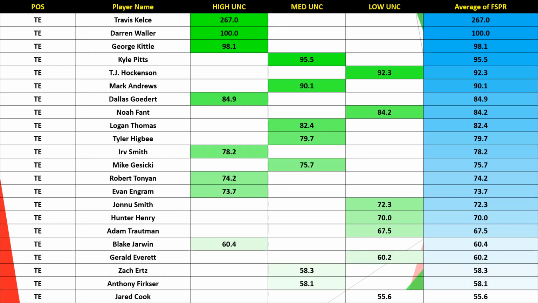Tight ends, Kelsey, Waller, Kittle, all thought to be high uncertainty. Kelsey is 267. Remember, this is a tight end premium league, and they are heavily skewing, one would say, potentially overbuying Kelsey. They don't even realize it. This is what the data says, and this is how it turns out to be. They're skewed.